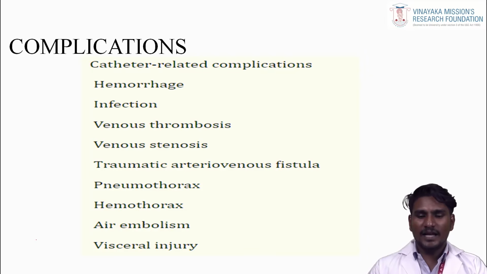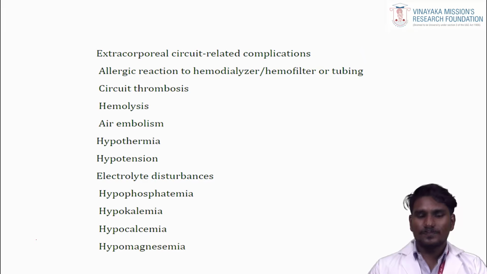Complications of CRRT are catheter-related and non-catheter-related, or extracorporeal circuit-related. The catheter-related complications are hemorrhage, infection, venous thrombosis, venous stenosis, thrombotic arteriovenous fistula, pneumothorax, hemothorax, air embolism, and visceral injury. The extracorporeal circuit-related complications are allergic reactions to the hemodialyzer, hemofilter or tubing, circuit thrombosis, hemolysis, air embolism, hypothermia, hypotension, and electrolyte disturbances such as hypophosphatemia, hypokalemia, hypocalcemia, and hypomagnesemia.